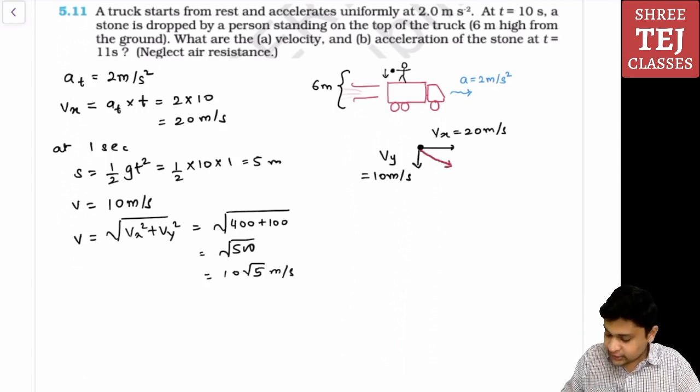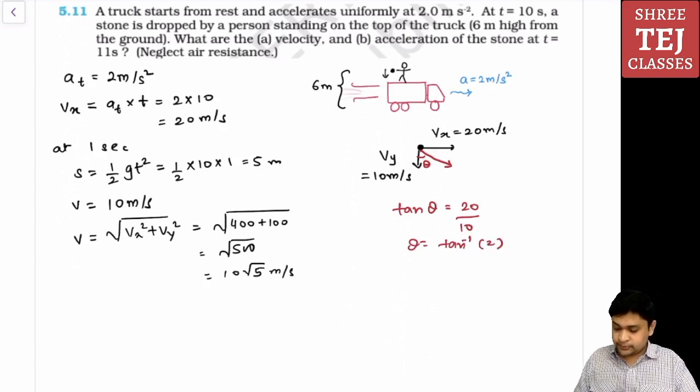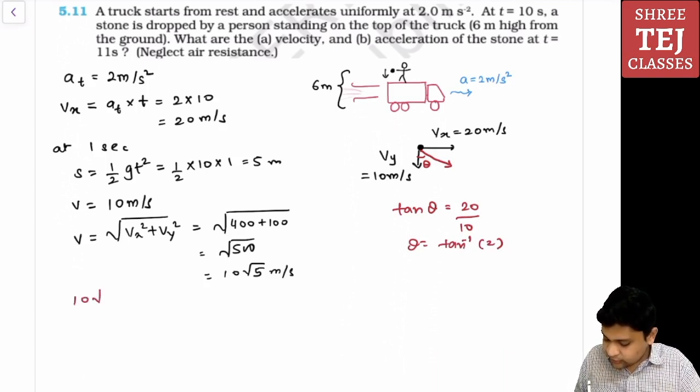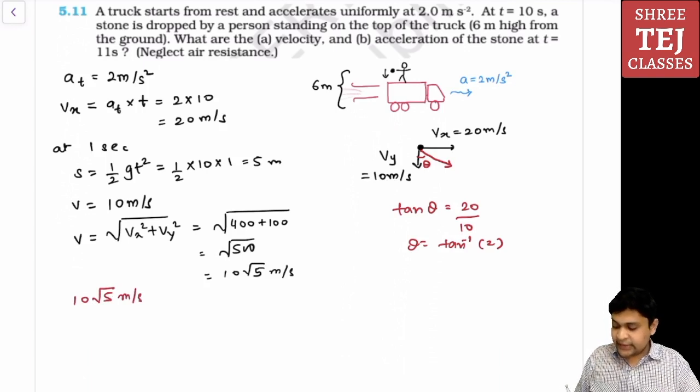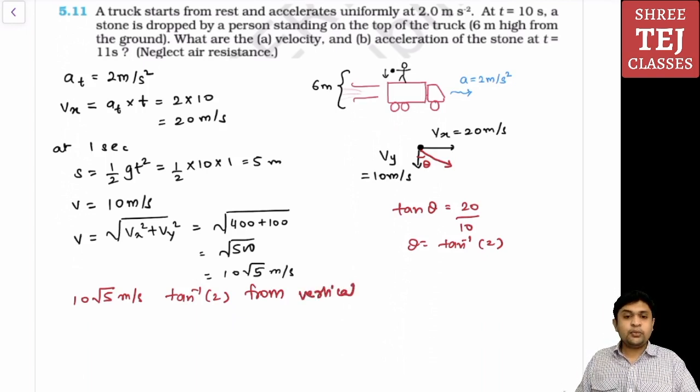And what would be its direction? If this angle is theta, then tan theta is 20 by 10. So theta is tan inverse of 2. So magnitude of the velocity would be 10 root 5 meter per second, and its direction would be tan inverse of 2 from the vertical. So that would be magnitude and direction of its velocity. Now what about acceleration?